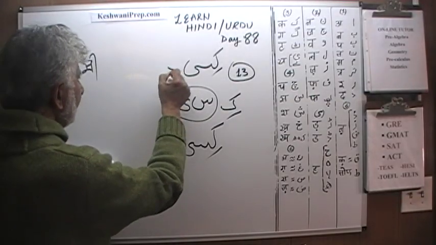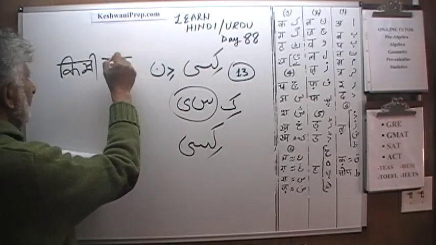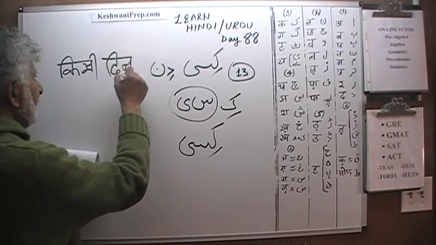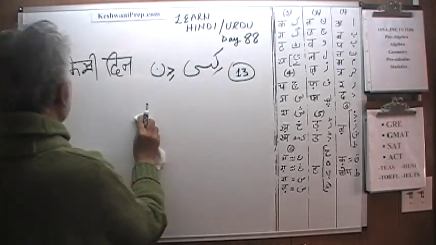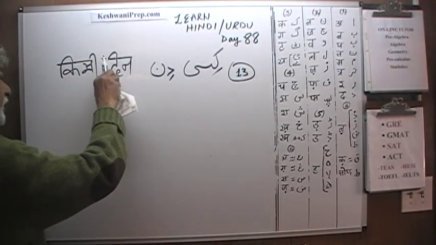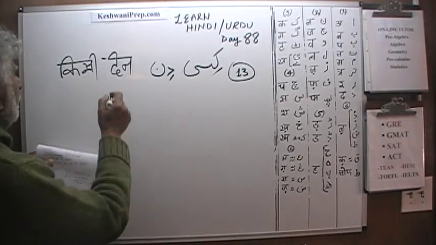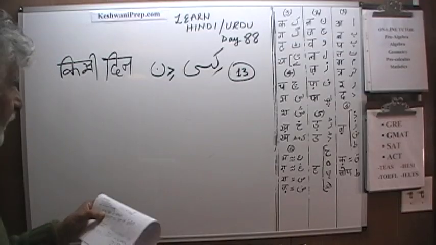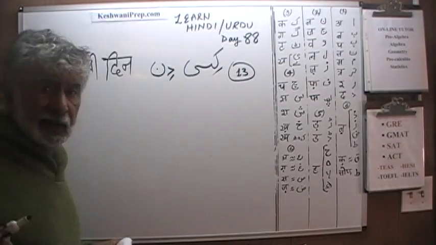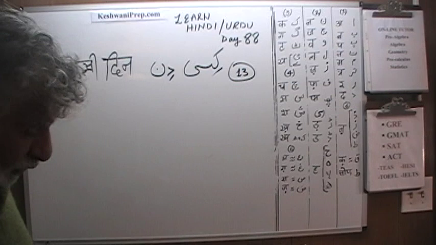किसी दिन, choti i ki matra. किसी दिन. Let's make this matra a little bit more presentable. Oh, what a beauty. किसी दिन. Ye is a tricky one. Let's pause for a second. I'm just going to pause for 1 second here.